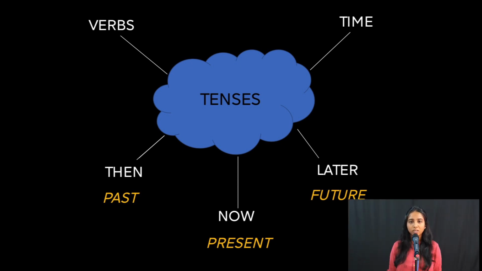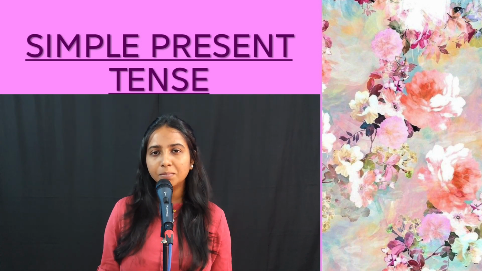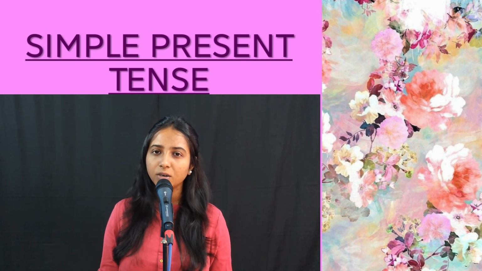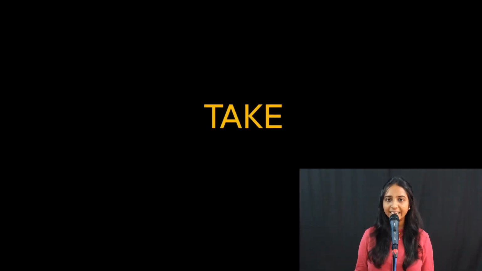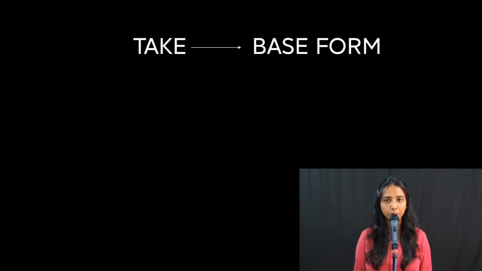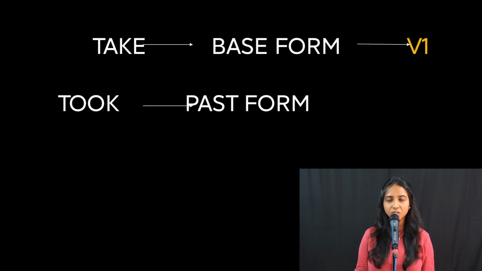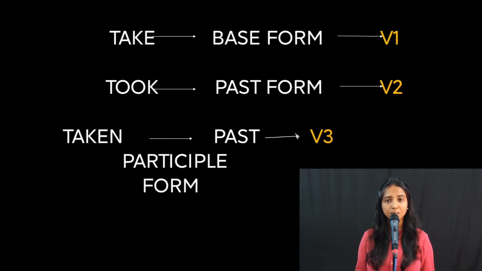So let's go on with our first tense, which is the simple present tense. Before we deep dive into our first tense, I just want to acquaint you with some of the short forms that we are going to be using during this particular chapter. Let's take an example of the verb take. Since the verb take is the base form of the infinitive form, we would use V1 for it. Whereas verb took, which is the past form of the word take, we would use V2 for it. And we would use V3 for the past participle form taken during this particular chapter.